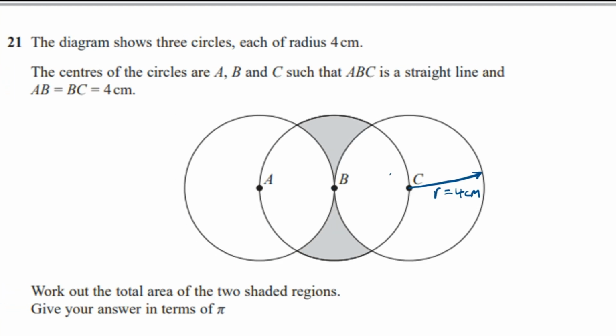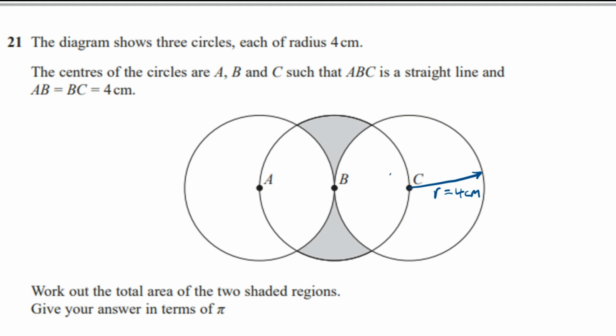The diagram shows 3 circles, each of radius 4 centimetres, so they're all the same size. The centres of the circles are A, B and C, such that ABC is a straight line, and AB equals BC equals 4 centimetres. Work out the total area of the 2 shaded regions. Give your answer in terms of pi.